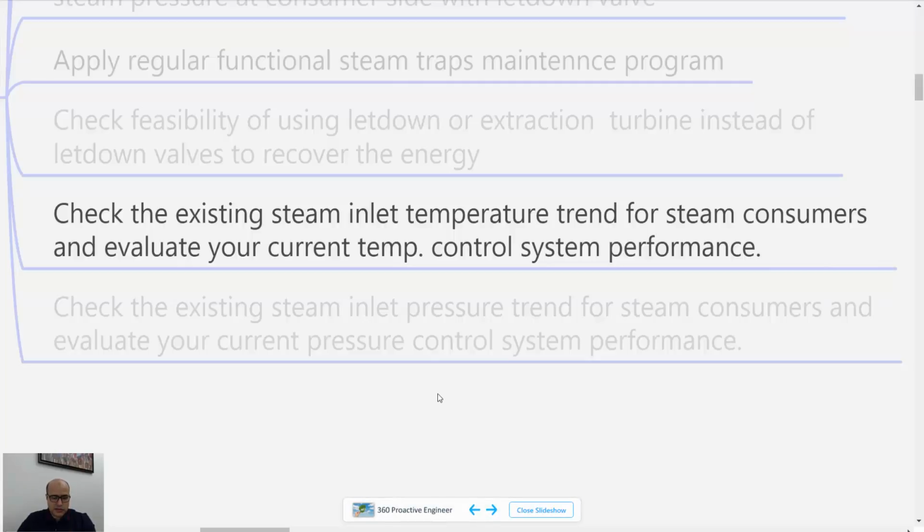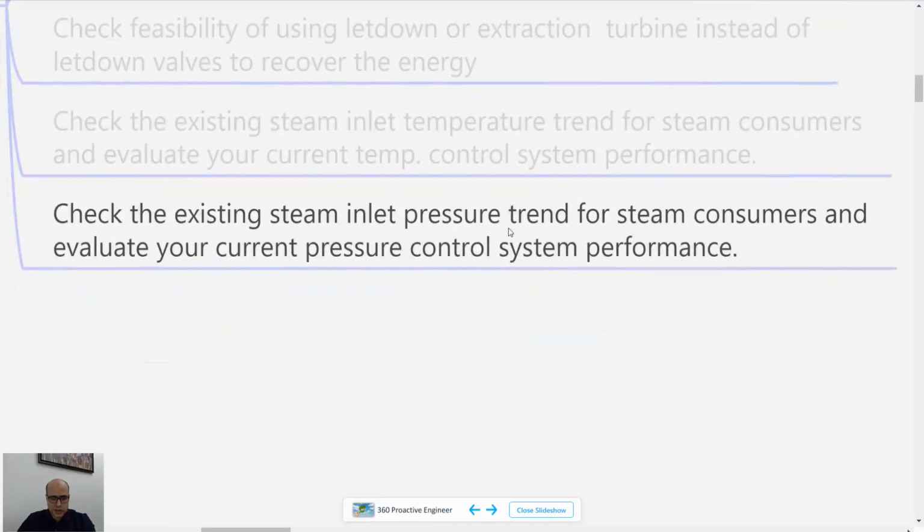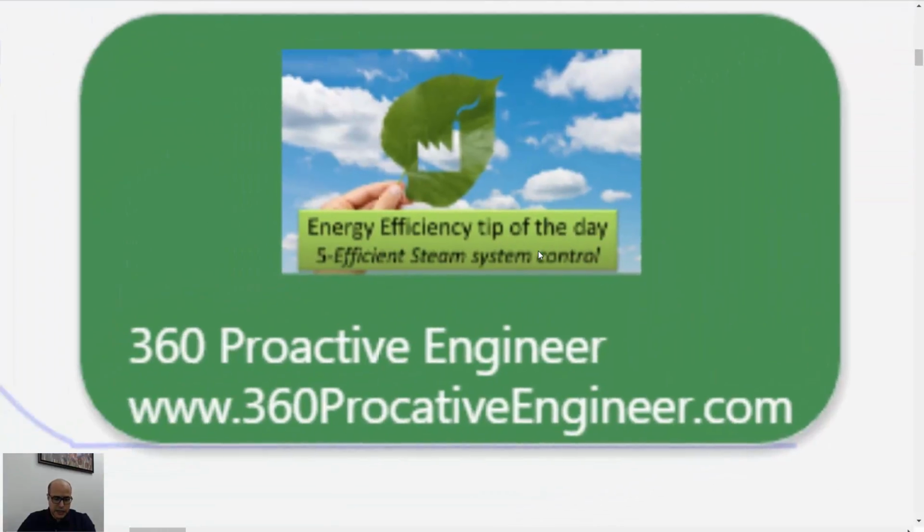Also, we should check the existing steam inlet temperature and see the trends that we have. If the control system is not performing, we should think about installing advanced process control. We could do the same for the pressure. If the trend is showing high fluctuation, this means that our system needs proper tuning, and this tuning will have a great impact on the performance.